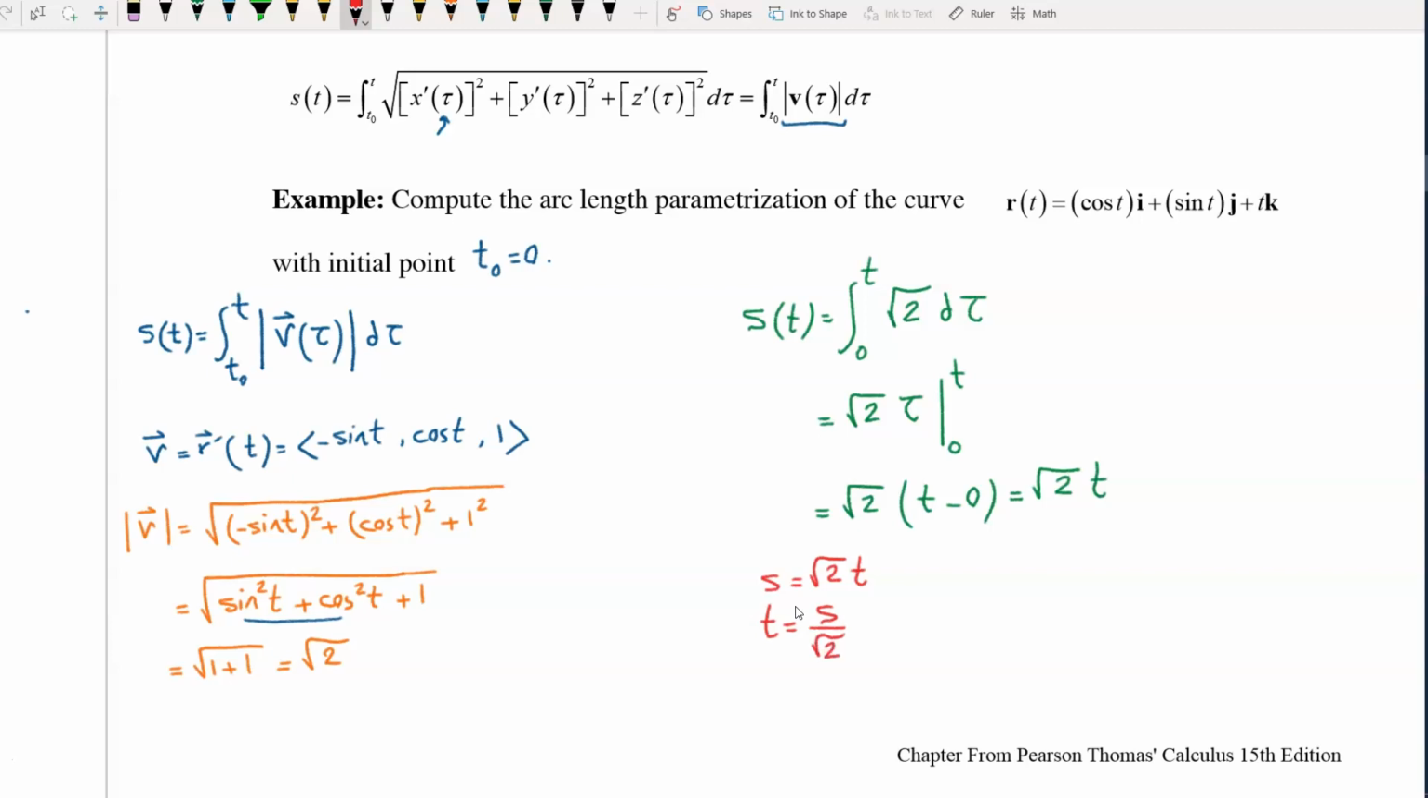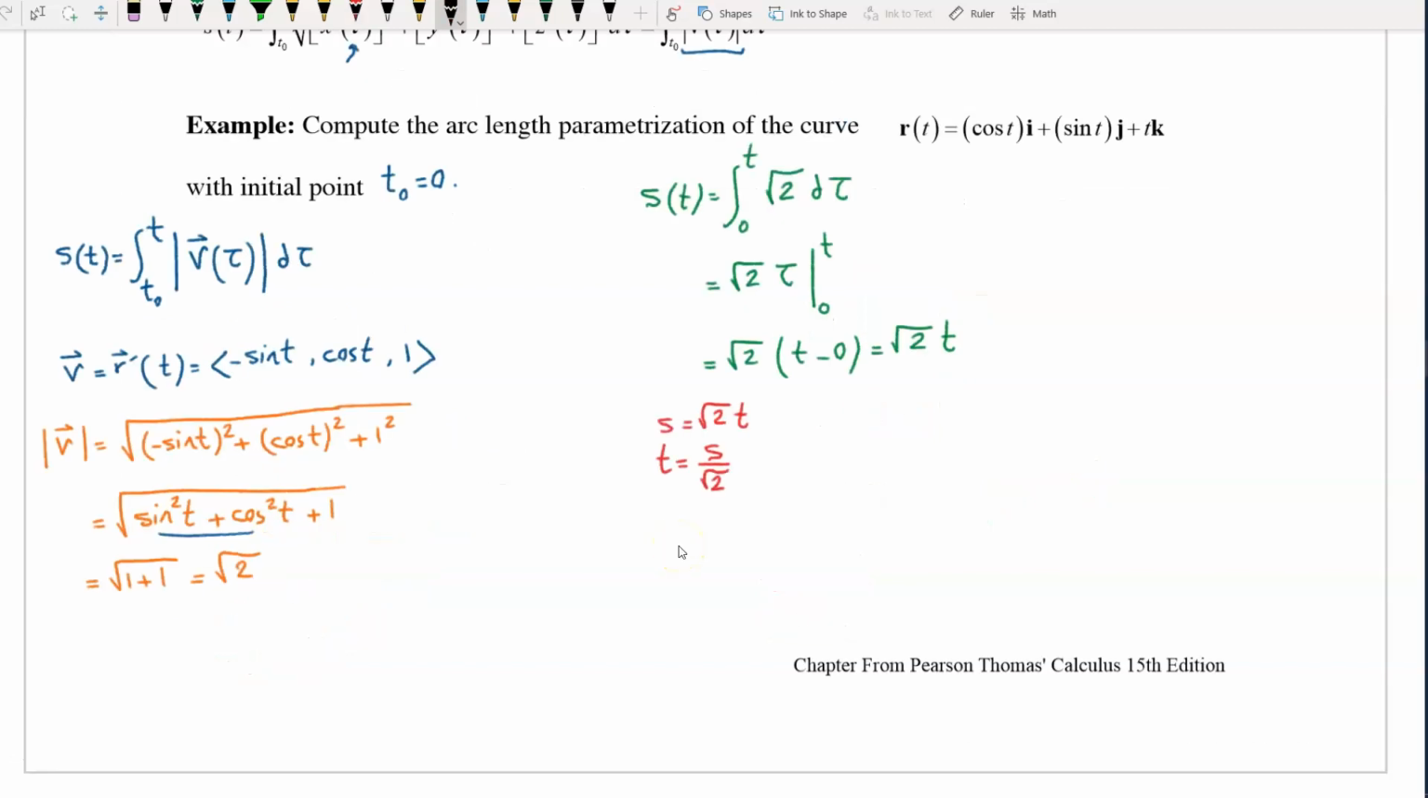Now we can write our arc length parameterization with respect to s by substituting t on this part. So we have r of t of s equal to cosine, where instead of t we have s over square root of 2, sine, where again t is s over square root of 2, and finally on this part we have t, and that is s over square root of 2.